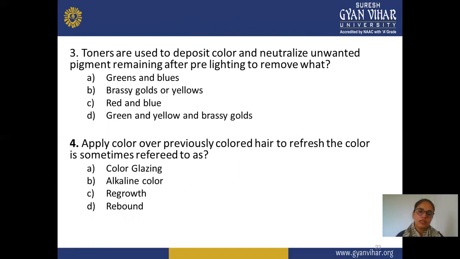In the fourth question, applying color over previous color on hair to refresh the hair is sometimes referred to as what? A is color glazing, B is alkaline color, C is regrow, and D is rebound.